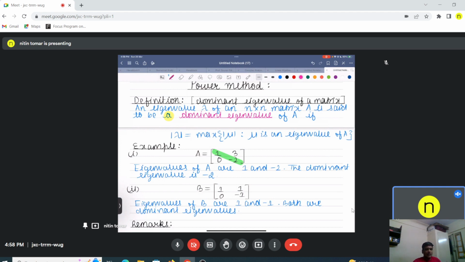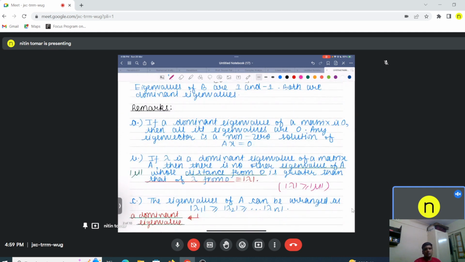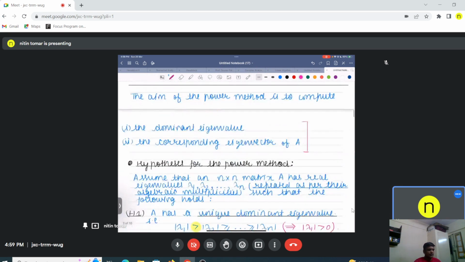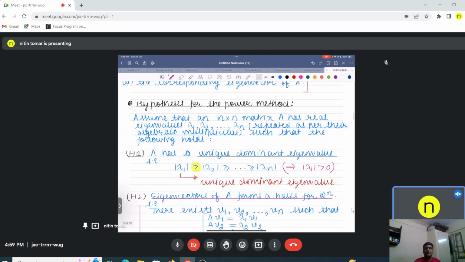So then we have this concept of dominant eigenvalue of a matrix. We saw that the dominant eigenvalue might be unique, it need not be unique. So all these things are there. Then we came to the power method. The aim of the power method is to compute the dominant eigenvalue as well as the corresponding eigenvector. So we have certain hypotheses for the power method.